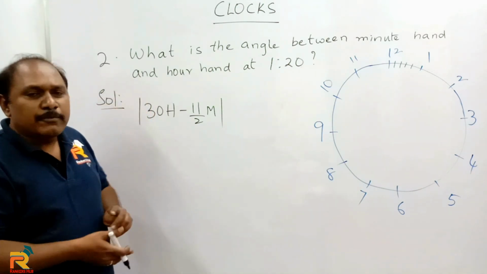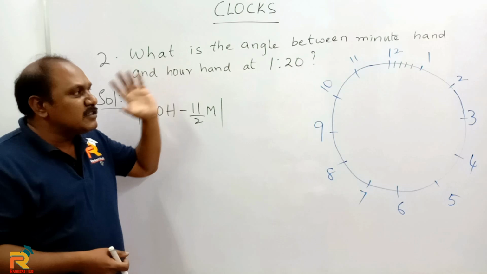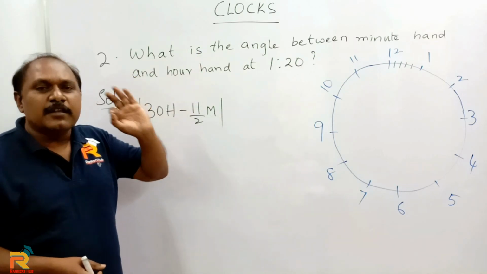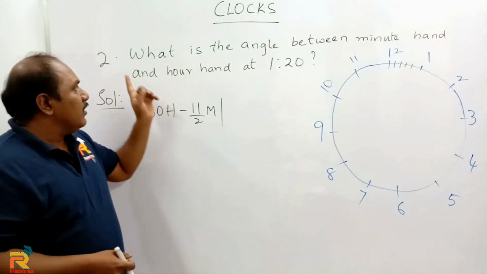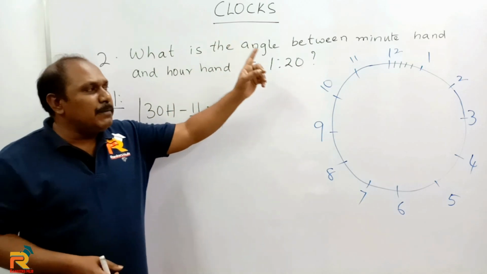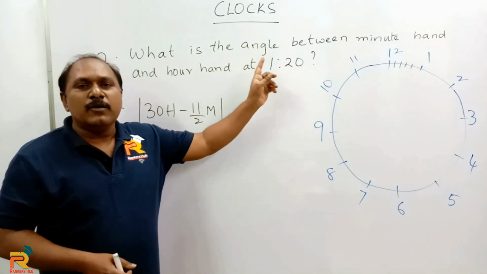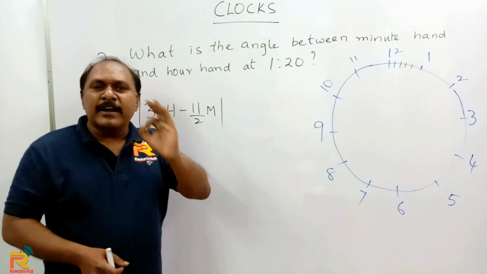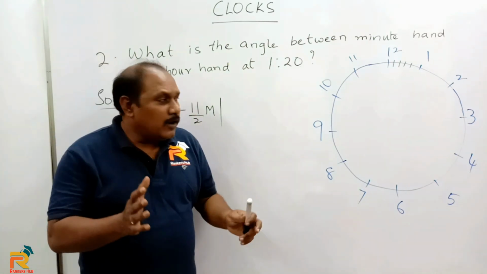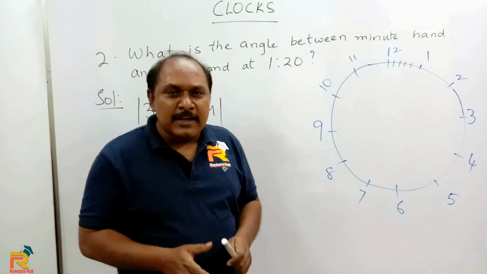Now, all of you take a quick look at this question and try to answer it without using a formula. The question is, what is the angle between the minute hand and hour hand at 1:20? Take 10 seconds and try to answer. Let us see how to answer this without using a formula.